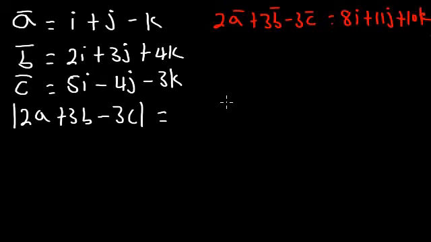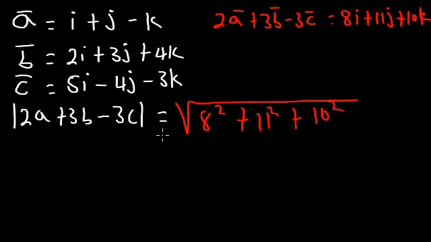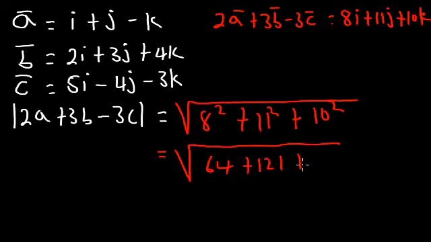So, as I said, to determine the modulus of a vector, all you need to do is to determine the root of the sum of the squares of each of the components of the unit vectors present in that given vector. So that will be 8 squared plus 11 squared plus 10 squared. The square of 8 is 64, while the square of 11 is 121, and that of 10 is 100. So let me add them up.